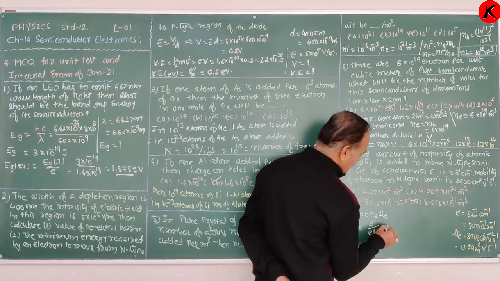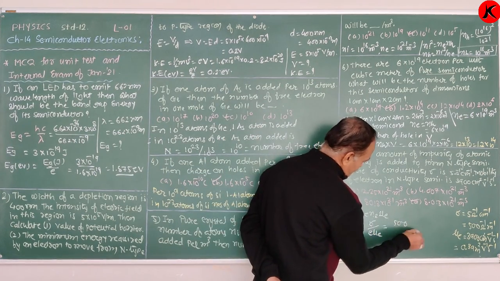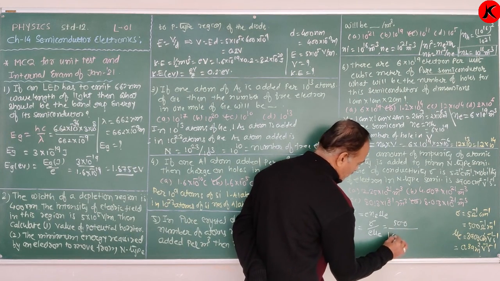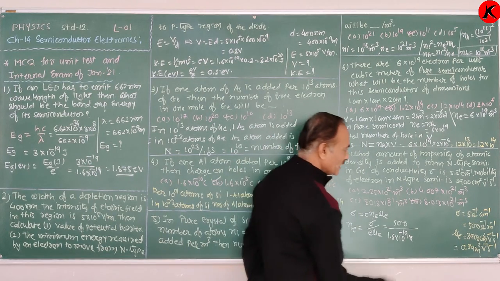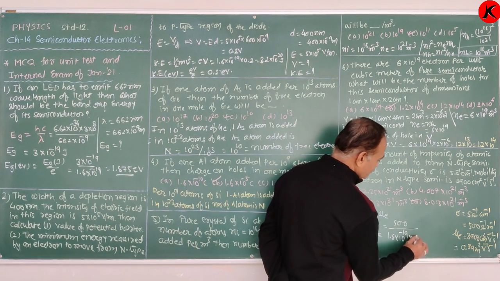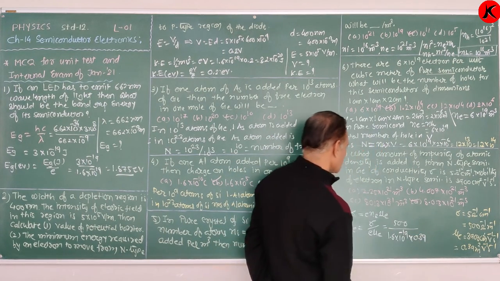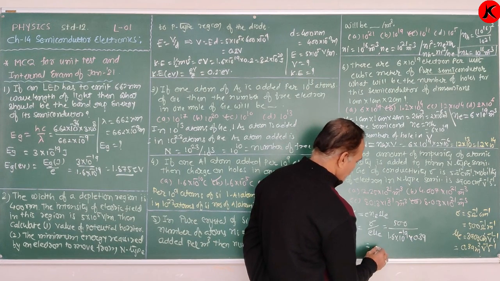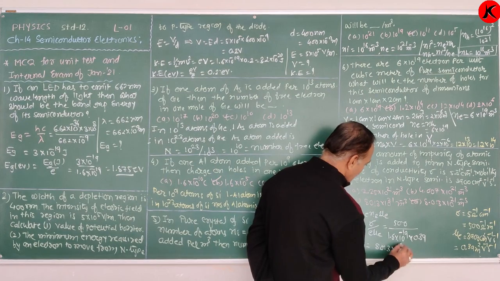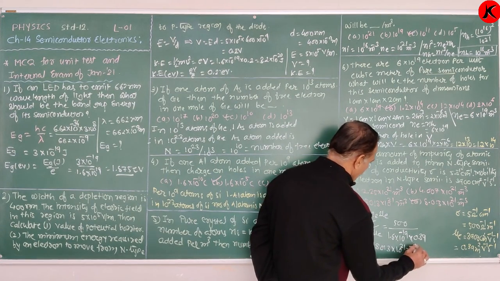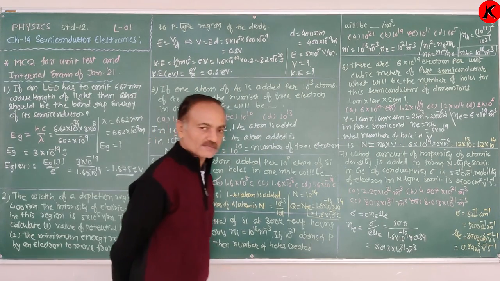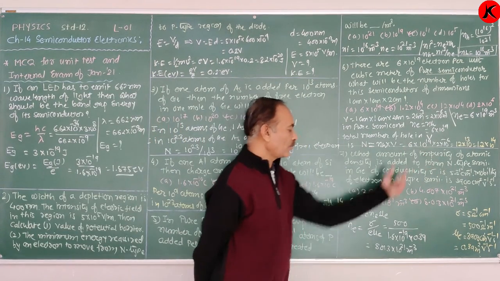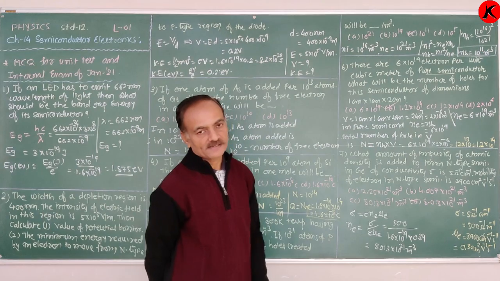Sigma is given as 500. E, the charge of an electron, is 1.6 into 10 raised to minus 19. Mobility is 0.39. So as we simplify it, we obtain 8.013 into 10 raised to 21 per meter cube. That is the number density of impurity atoms required to form the N-type semiconductor.